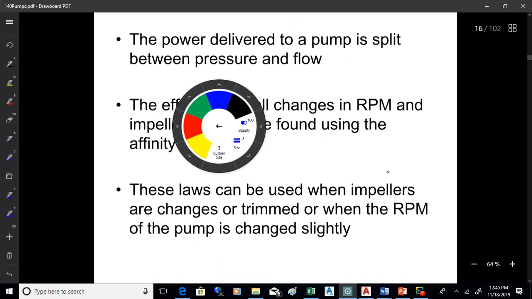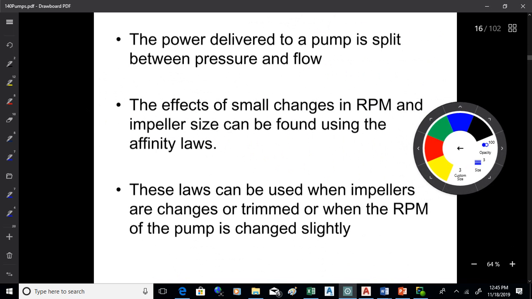All right, now keep in mind that the power delivered to a pump is split between pressure and flow, head and flow, whatever you want to call it. Now, there's different kinds of pumps. A typical pump doesn't have a governor on it. It doesn't have a throttle. You just turn it on and it goes. So what you try and do is match the design of your pump to the job you have to do.